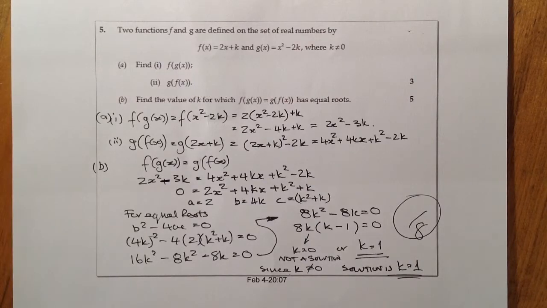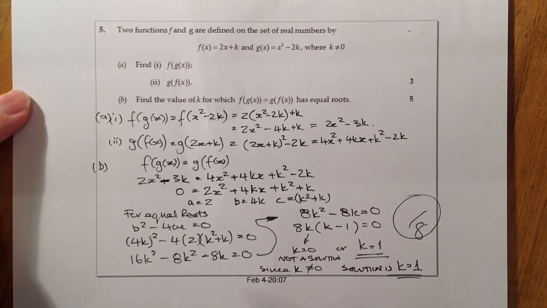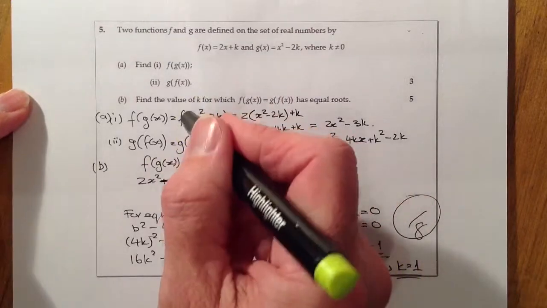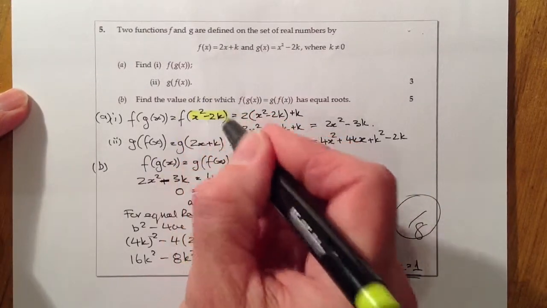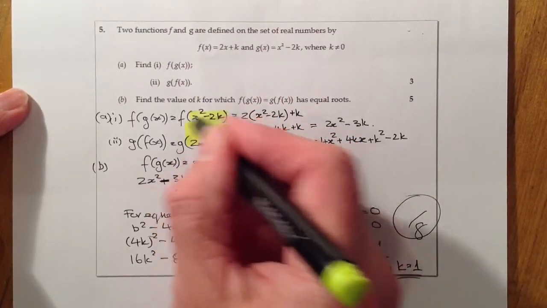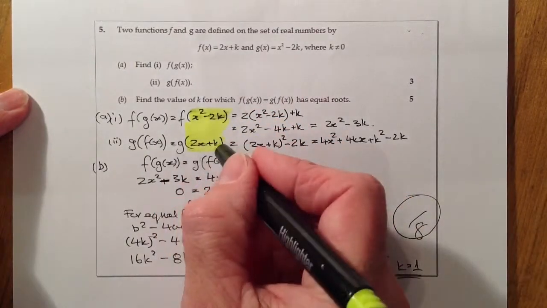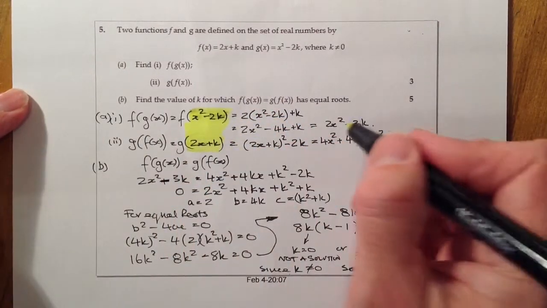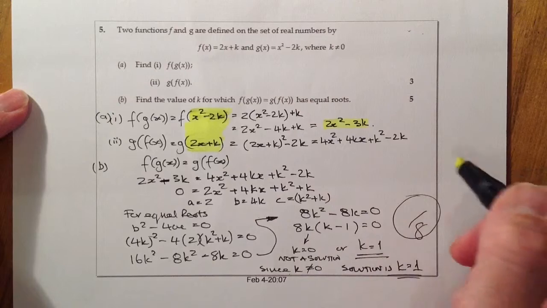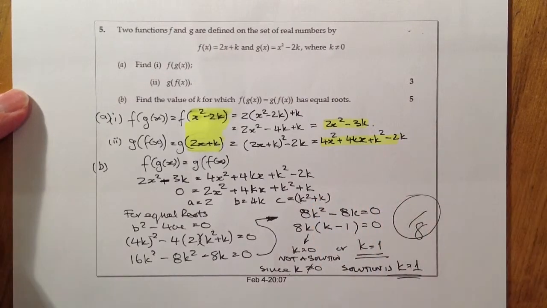This here is out of 8 marks, and let's have a look and see where we're going to get the marks for this question. I'm going to go for 1 mark for getting both that bit there and that bit there. So that's 1 mark for getting the 2 of these. I'll get 1 mark for getting to there, and another mark for getting to there. So that's the 3 marks for part A.